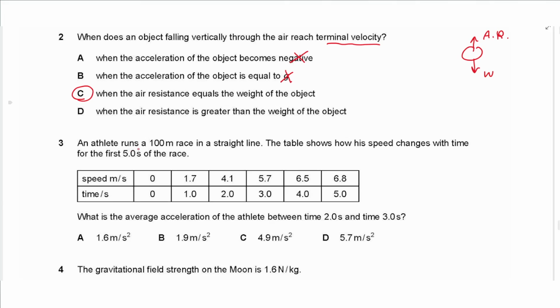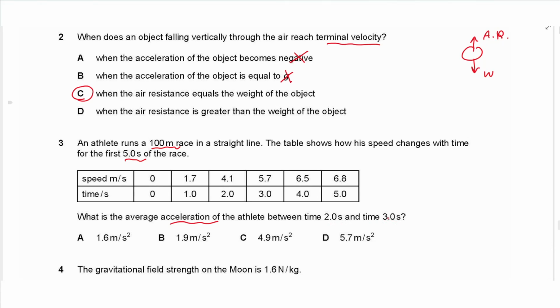Question 3 says an athlete runs a 100-meter race in a straight line. The table shows how the speed changes with time for the first 5 seconds of the race. So we have speed from 0 to 6.8 and time from 0 to 5.8. What is the average acceleration of the athlete between times 2 seconds and 3 seconds?